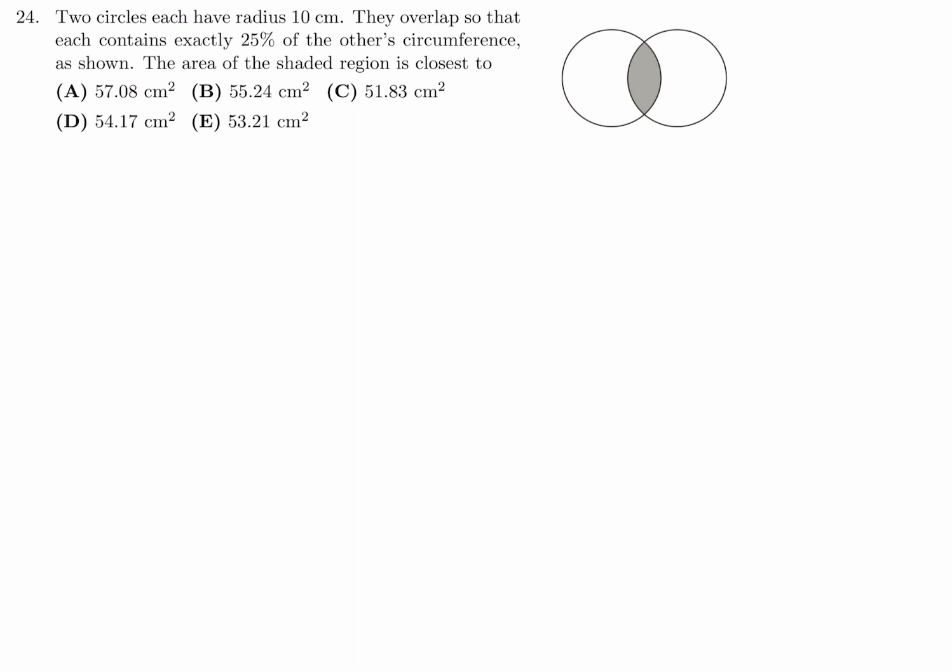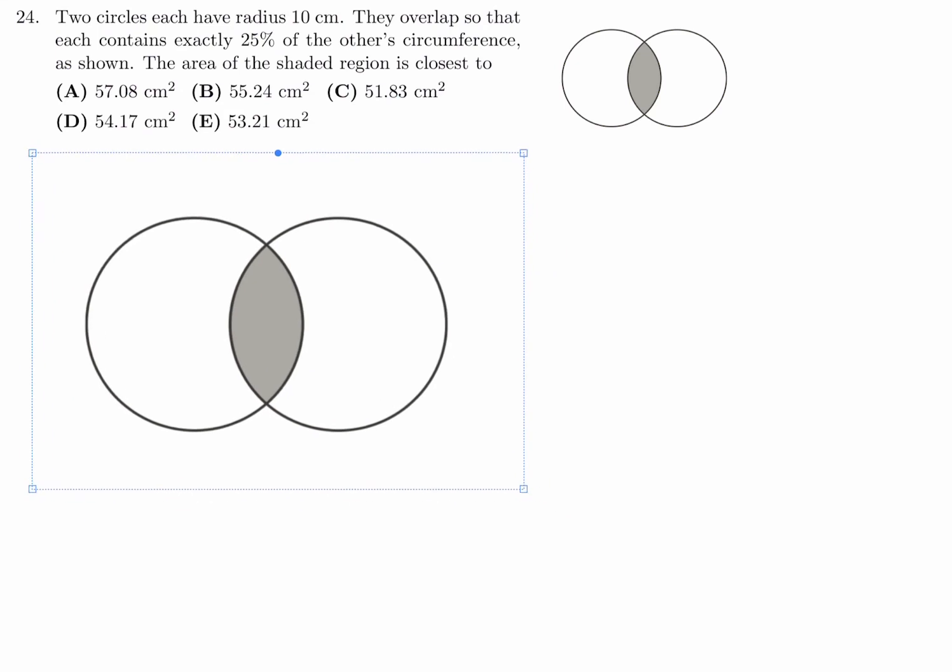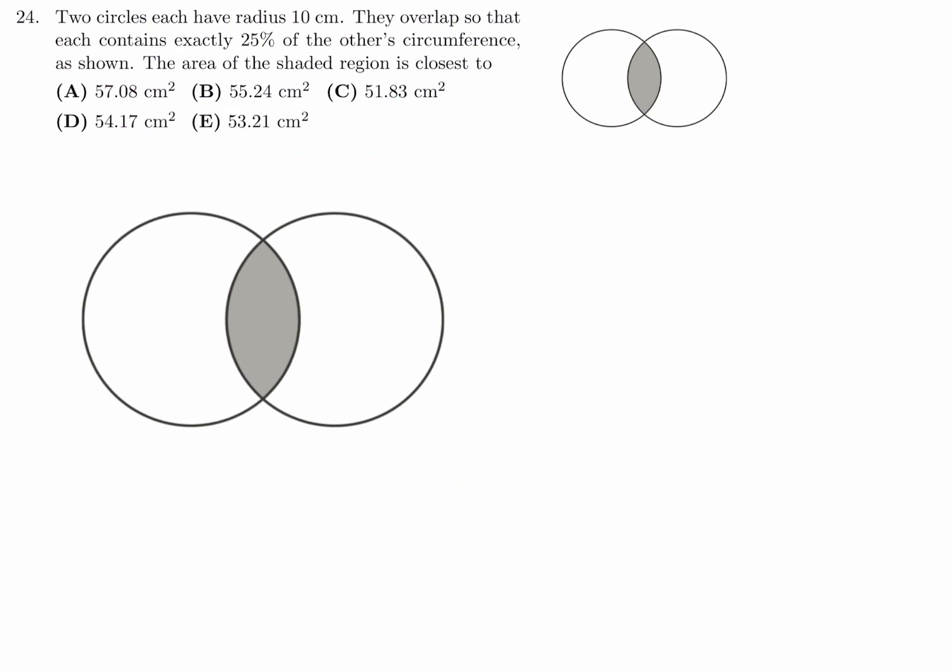I would like to make this a bit bigger, since this diagram is at the heart of the question, and I think that's sufficient. Okay, so the first thing I want to draw is the center of this circle, and I'll draw lines to that point and lines to that point. Now, this piece of information is important. They overlap so that they each contain 25% of the other's circumference. So that means this segment represents 25% of the total circumference all the way around, like that.